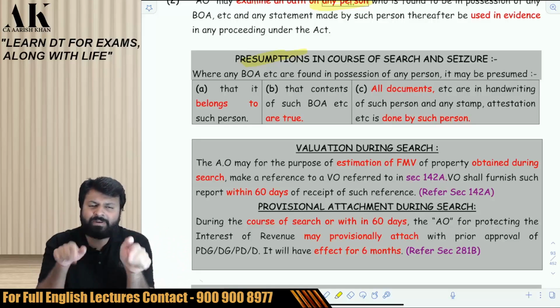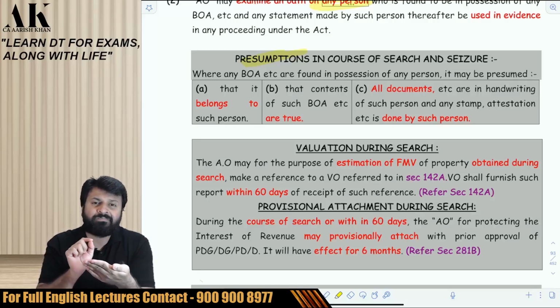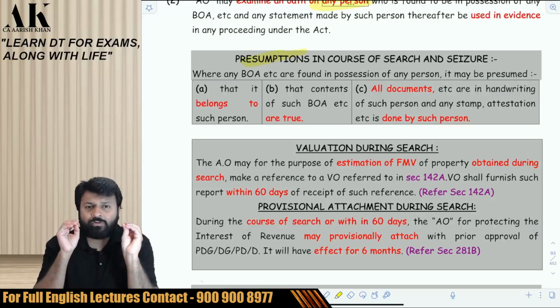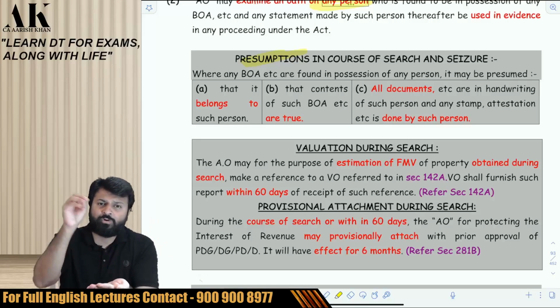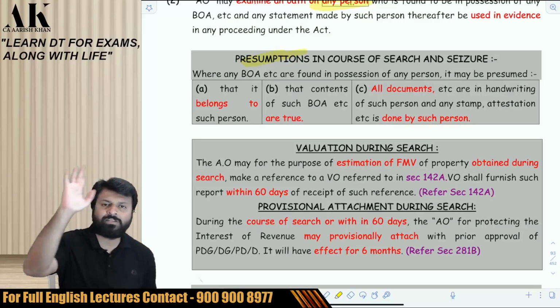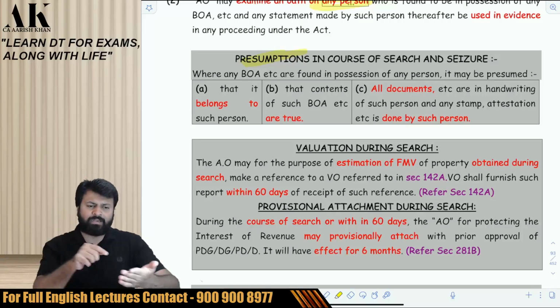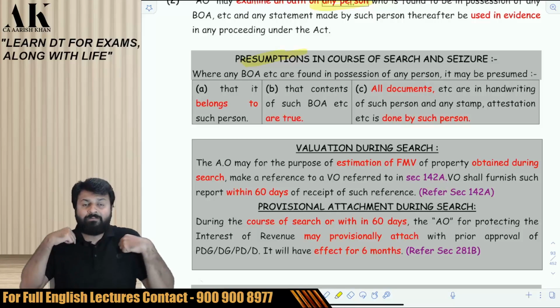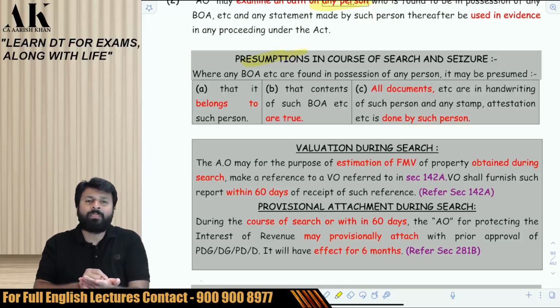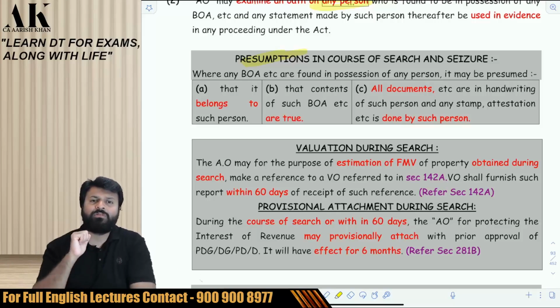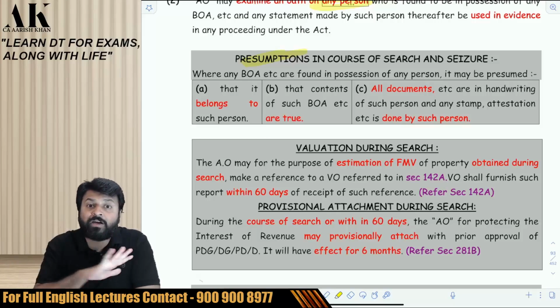And if I find any letter, any document in which there is something which is written, which is signed, which is stamped, I have to believe that it is done by the person in whose possession it was found. Suppose that letter is in your possession and I find it. So I will make a presumption that this letter is written by you, signed by you, stamped by you, executed by you. That is my presumption.